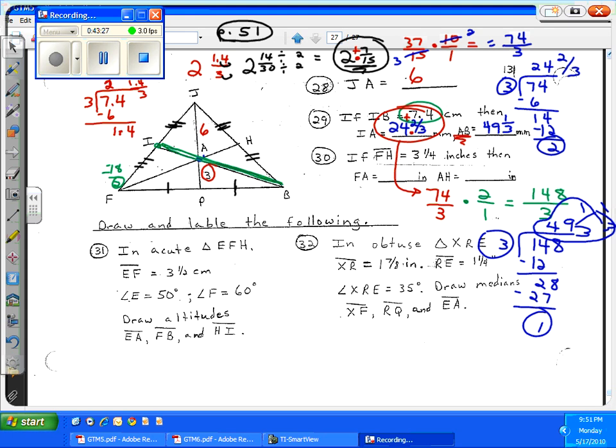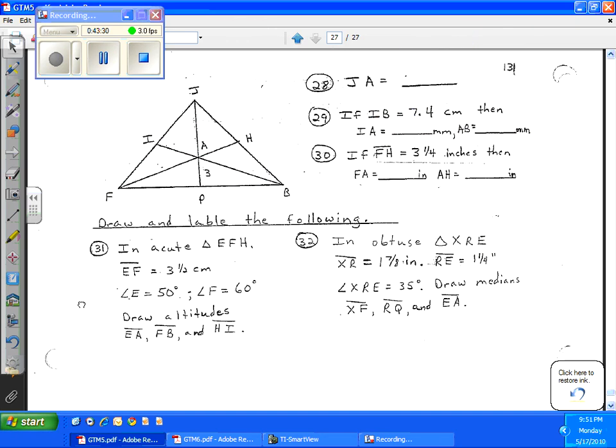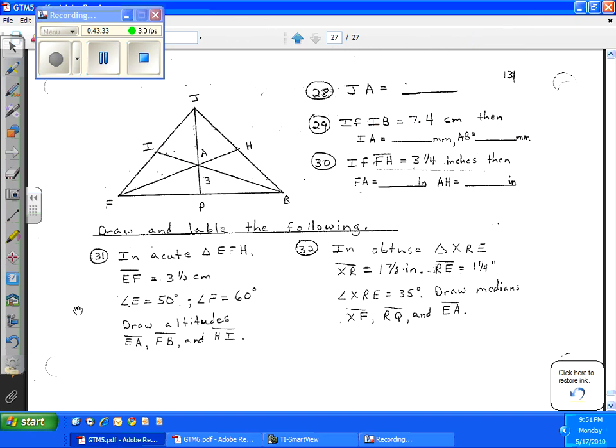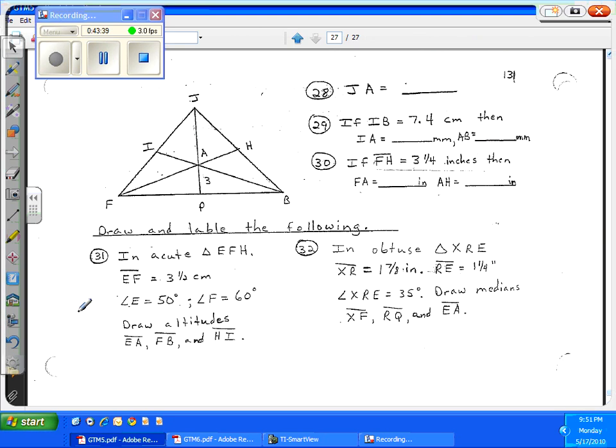All right, number 30. Number 30, FH. That's the whole thing is 3 1/4 inches, and we want FA. FA is 2/3 of 3 1/4. 3 times 4 is 12 plus 1 is 13/4. We want 2/3 of 13/4. 2 goes into 2 once, 2 goes into 4 twice. We multiply what's left. 1 times 13 is 13. 3 times 2 is 6.